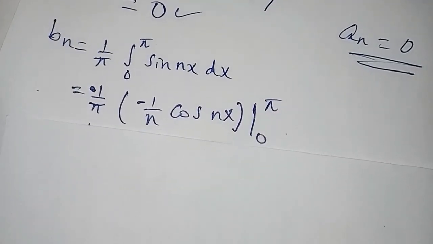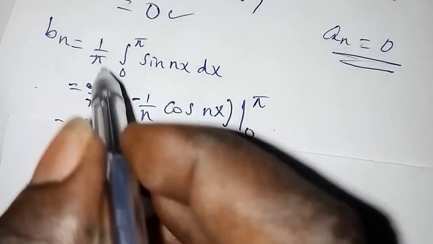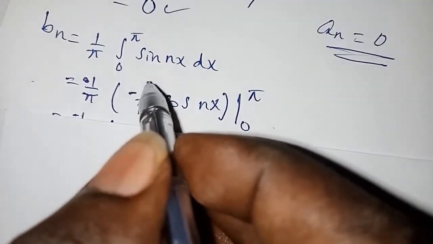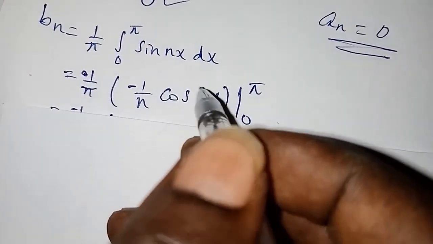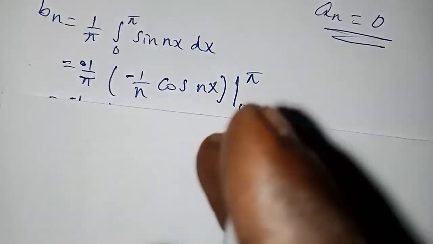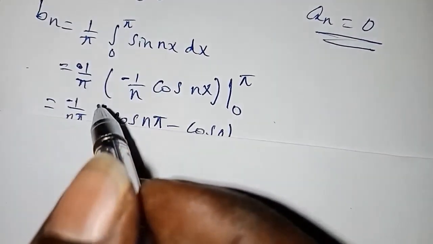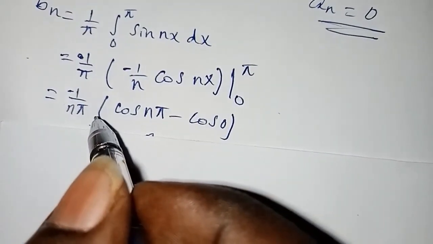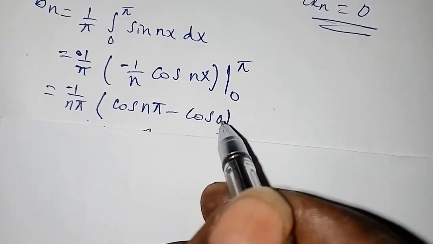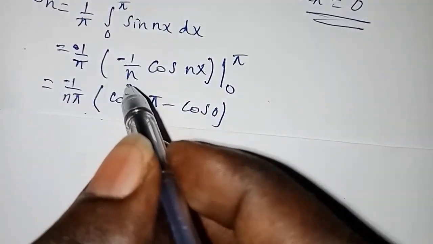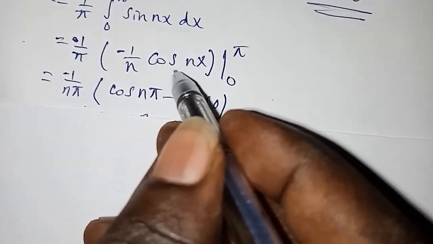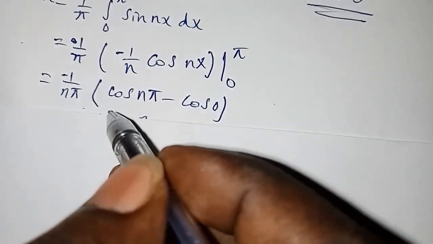Then the integration is formed as 1 over pi. The integration for this one is negative 1 over n cos nx, because the derivative of this one is sine nx, from 0 to pi. Then you can make the product and get minus 1 over n pi into cos n pi minus cos 0, because the negative 1 over n is outside, and you use only cos nx and insert these values here.